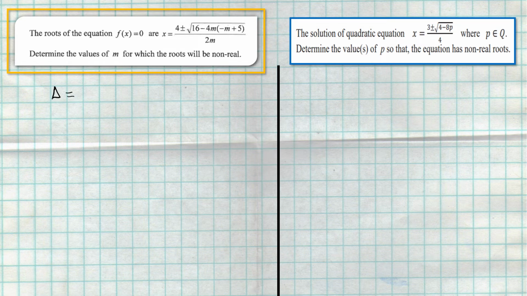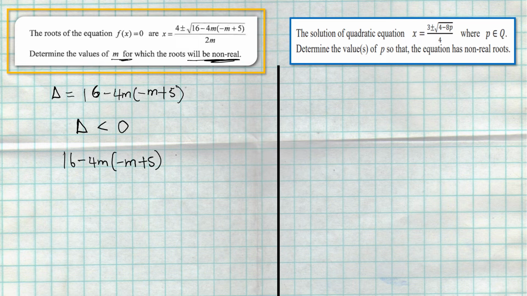In this case, it's quite simple because delta you can just get straight, right? So what is your delta? Delta is equal to 16 minus 4m into minus m plus 5, because it's that thing inside the square root. They want you to determine the values of m for which the roots are non-real. So we know that our delta must be less than 0. So where there is delta, I'm going to put 16 minus 4m into minus m plus 5 less than 0.